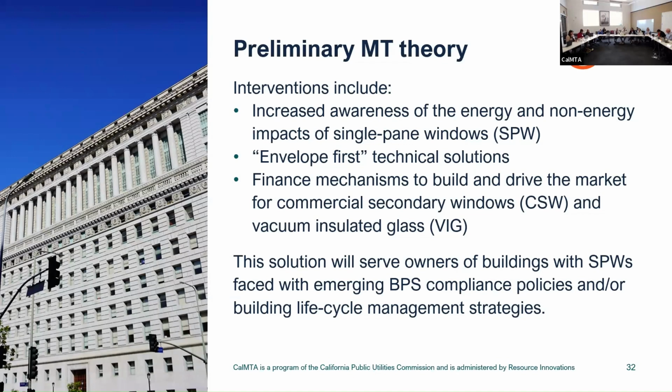So this solution is going to serve owners of buildings with single pane glazing. That's a lot of pre-2000 commercial buildings, particularly as we start to see the emergence of BPS policies at a national level, state level, and regional level. And a key part of this too is aligning these upgrades with the natural building life cycle management policies. It is a big capital expenditure. The more we can align with those life cycle management strategies, the more we mitigate the incremental cost that's required, and the thesis is that will drive uptake.